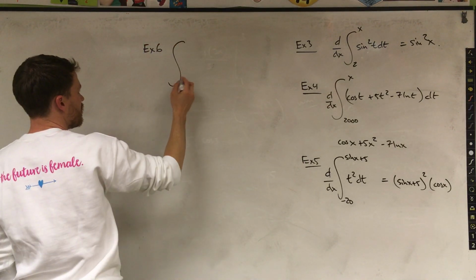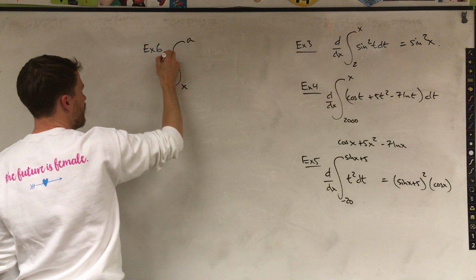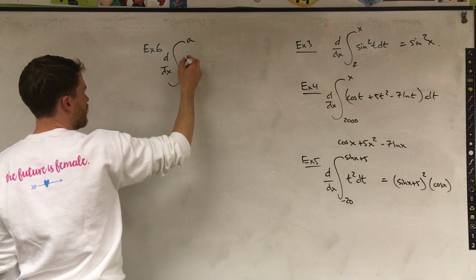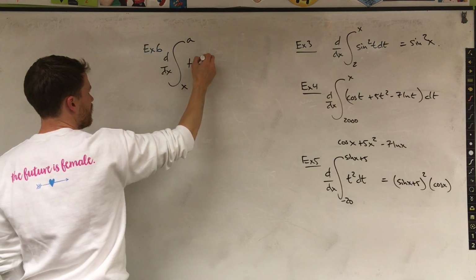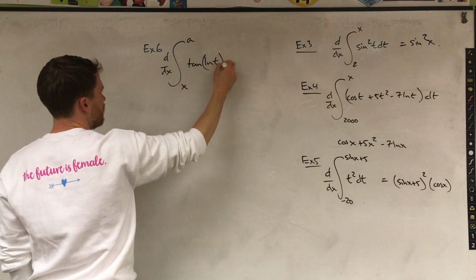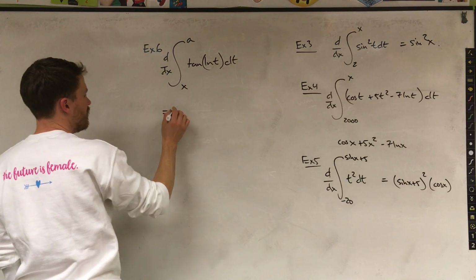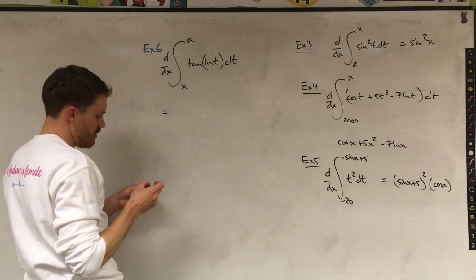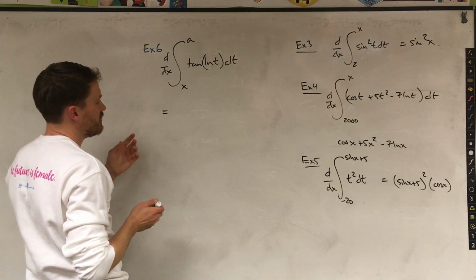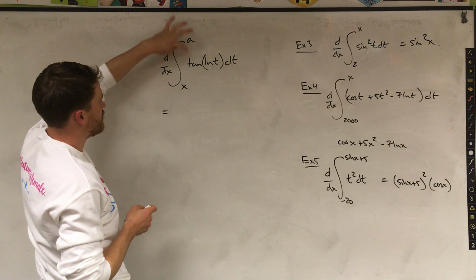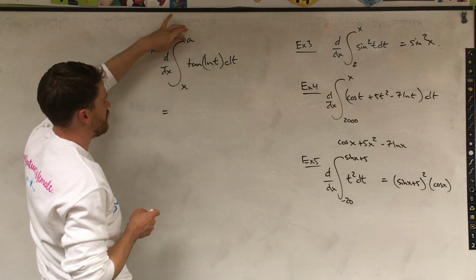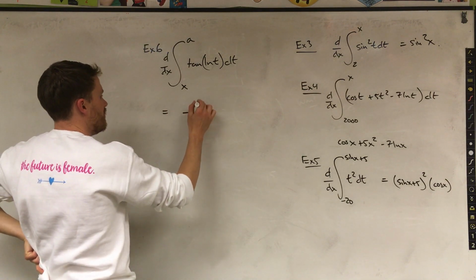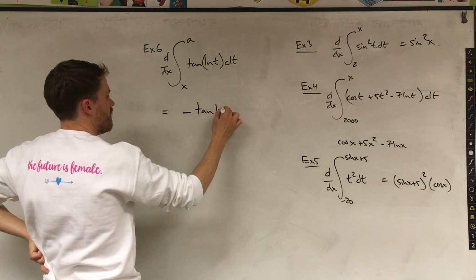If you have the integral from x to a, and you're taking the derivative of, say, oh, let's call it tangent of ln of t dt, then you can just reverse the limits, right, to get it into this form. Or you don't even have to. You can just remember, oh, this is going to be negative, because now I'm doing the constant minus the function instead of the function minus the constant. So this is just going to give me the opposite side, negative tangent of ln of x.